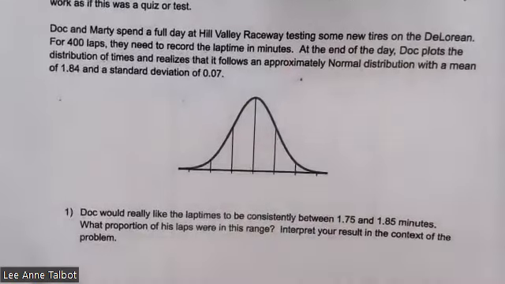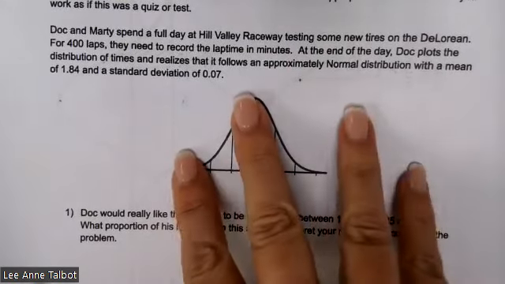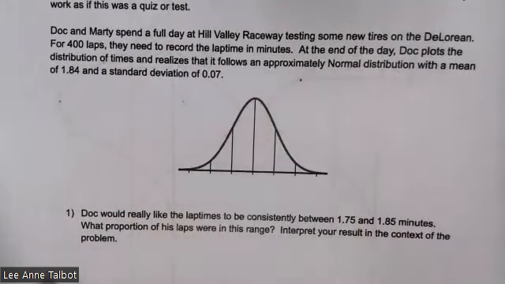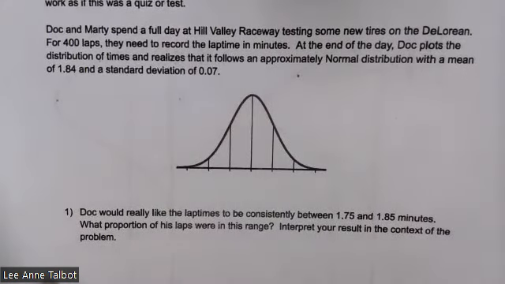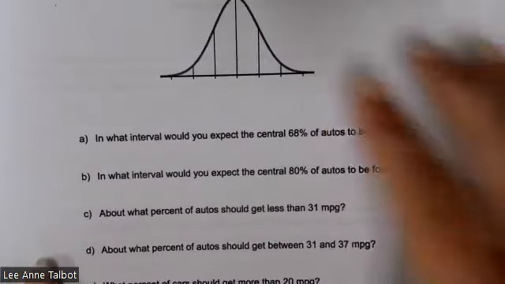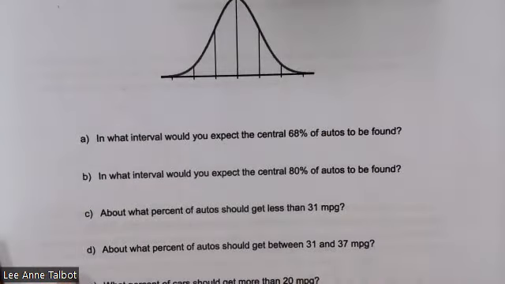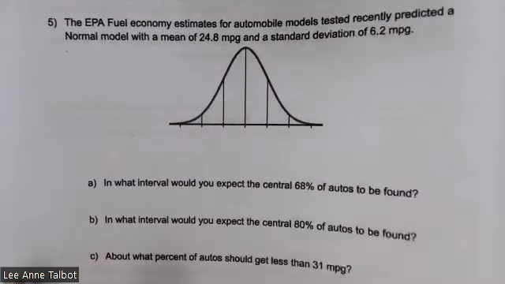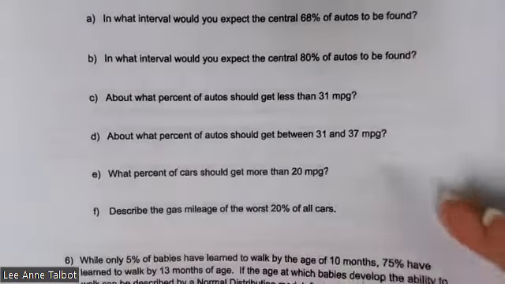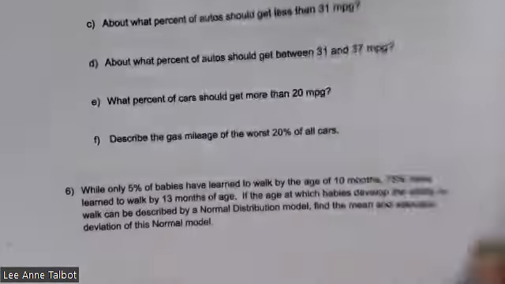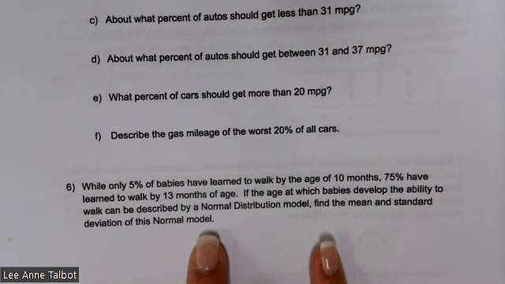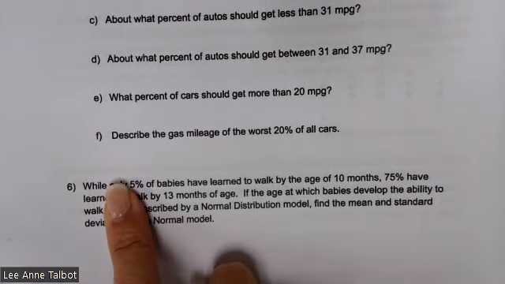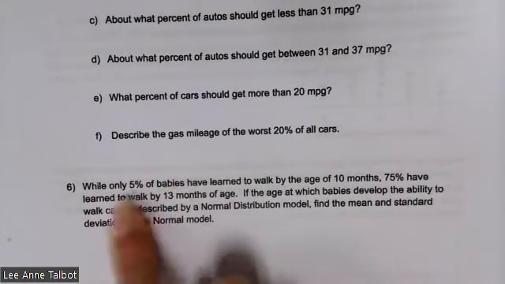This whole part is about Back to the Future. You guys know who Doc and Marty are? Yes? Okay, and then this part is kind of empirical rule mixed with normal CDF, mixed with inverse norm. This last bit right here is the only part that you haven't learned yet. So you could do this whole worksheet right now, minus number 6.